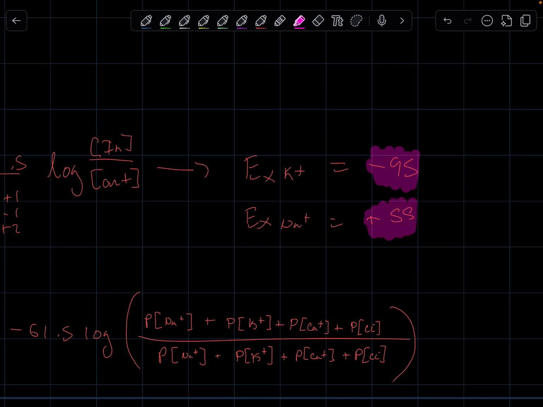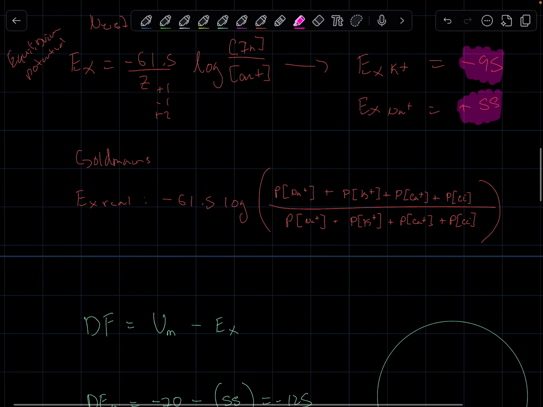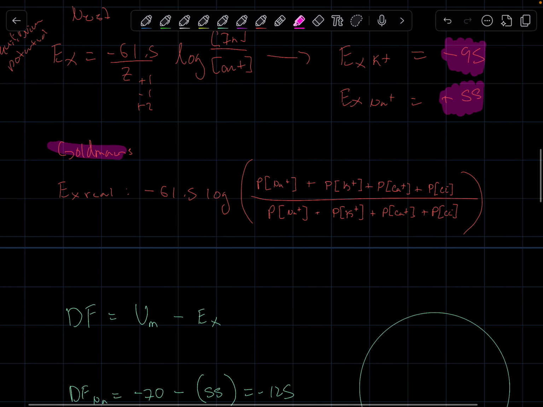But that is a really bad representation of how the ions are going to move across, because there are tons of other ions that will be moving. So that's why we take a look at the Goldman equation. The Goldman equation takes into account all the other ions that will be crossing in and out of that membrane, as well as the permeability, which is so important. That's just a big overview of those two equations.